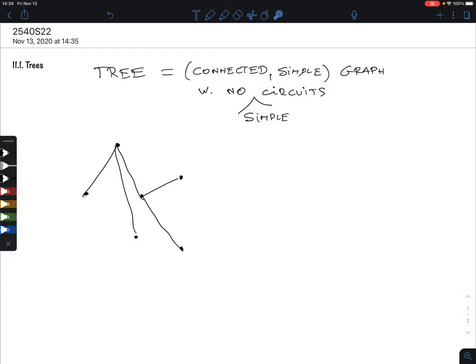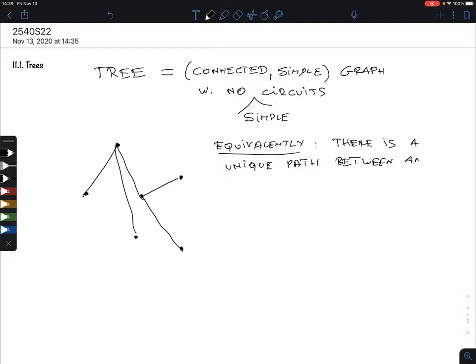Okay, so what else can we say about this? Another way of saying this, equivalently, and this is going to be very important, is there is a unique path between any two vertices. And that is a bit surprising, because normally we have a lot of paths, right? But the reason that we have a lot of paths is because you have circuits. And so if you have no circuits, then you can have only one path.